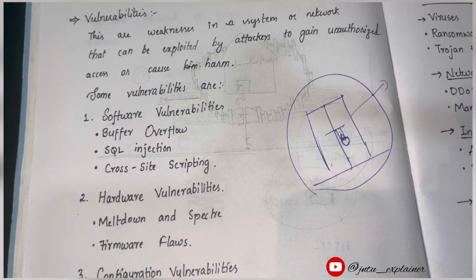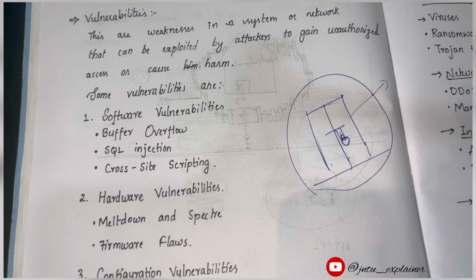The third one is cross-site scripting. This is an attack that injects malicious scripts into web pages viewed by other users, exploiting vulnerabilities in web applications. We have seen many times that whenever we try to open some web applications, they ask us for many cookies, but the attackers try to enter into our system through that. So cross-site scripting is one of them.